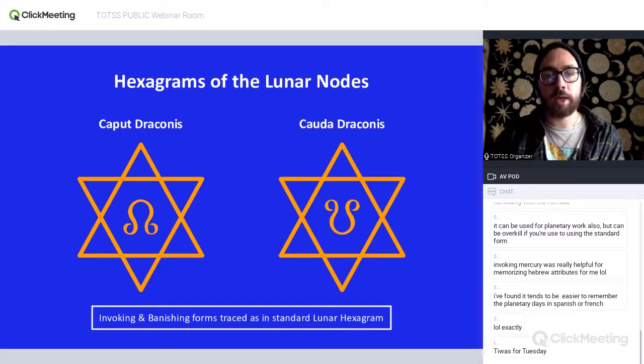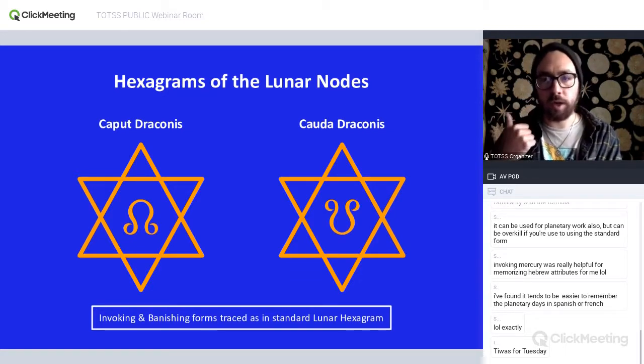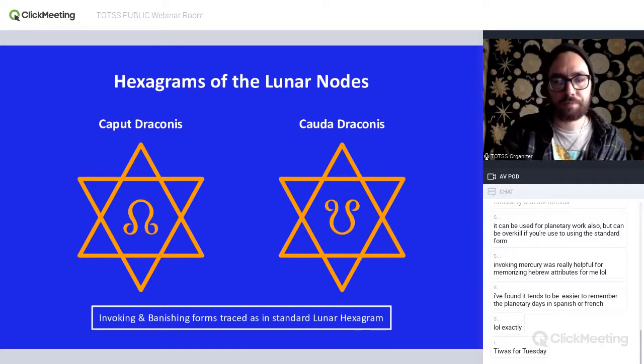Now we also have the hexagrams for the lunar nodes. When you're invoking the nodes, everything is exactly the same as invoking the moon, except that you're drawing a different glyph in the center. So if you're invoking Caput Draconis, the north node, you'll just draw the glyph of the north node in the center, drawn exactly the same way that you draw the pentagram or the hexagram of the moon: same colors, same hierarchies, same everything, just a different glyph in the center. And then the same thing for the south node, Cauda Draconis.